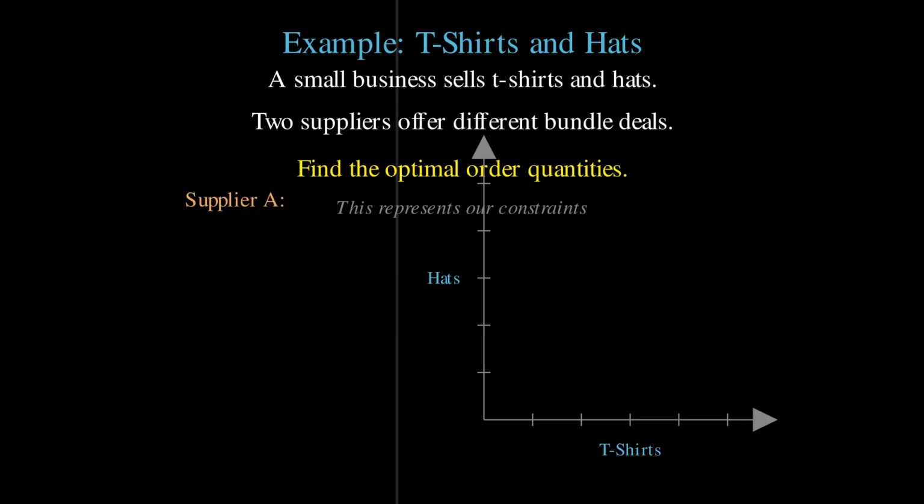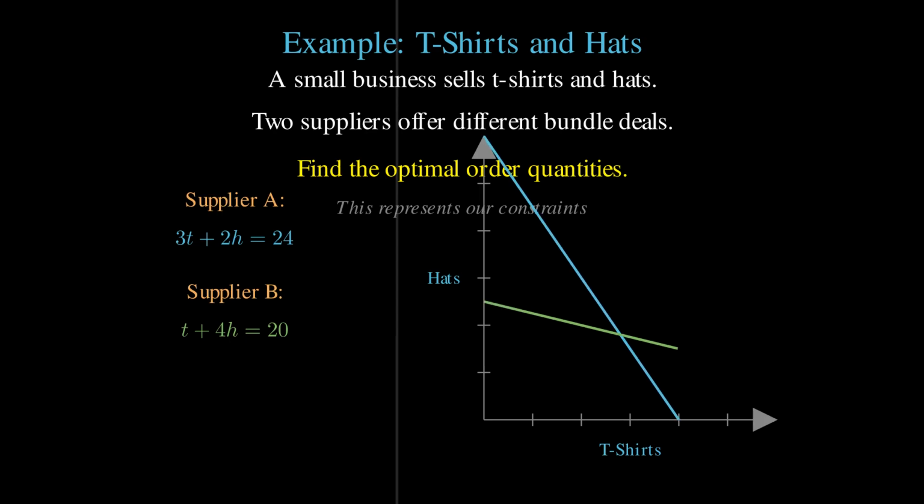Moving to the right, we visualize these constraints on a graph. The blue line depicts supplier A's equation, while the green does so for supplier B. Finally, notice where these lines intersect. That's the sweet spot, the solution that satisfies both deals. This graphic elegantly shows how mathematical optimization can guide real-world business decisions.